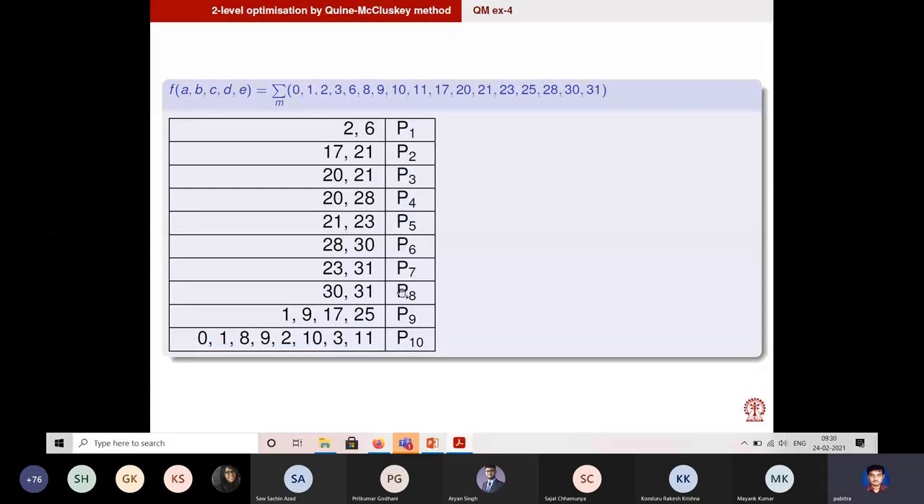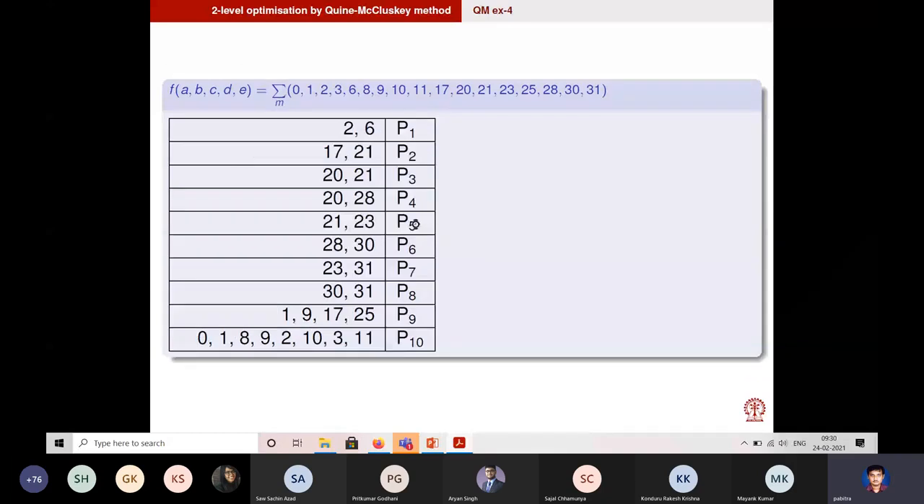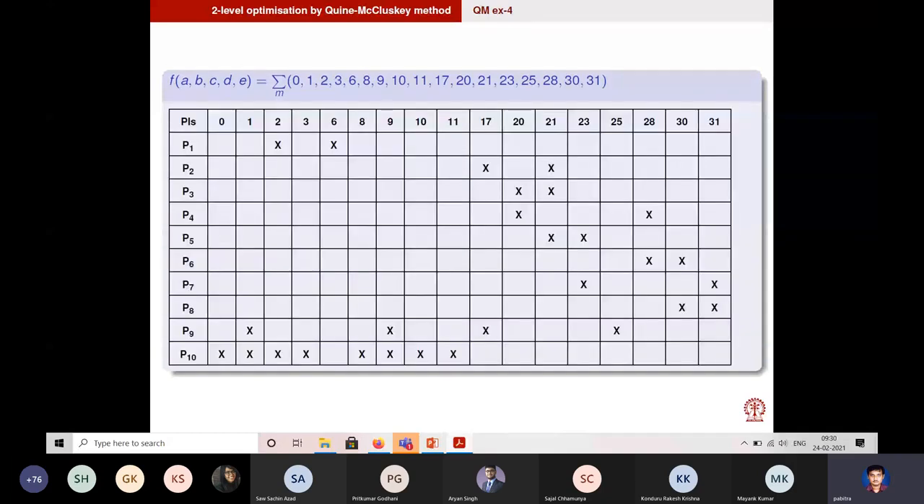And this is my prime implicant chart. So basically, I have put a cross. I have listed all the true min terms along the columns. I have listed all the prime implicants that I have extracted along the rows. And if a prime implicant covers a min term from this chart, I put a cross.